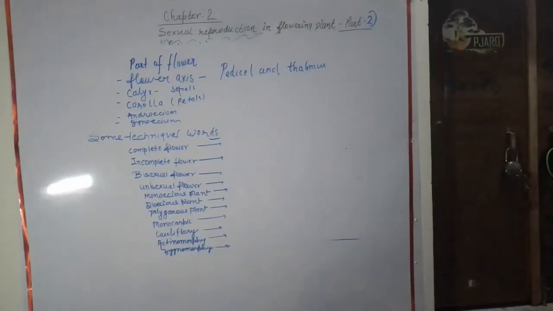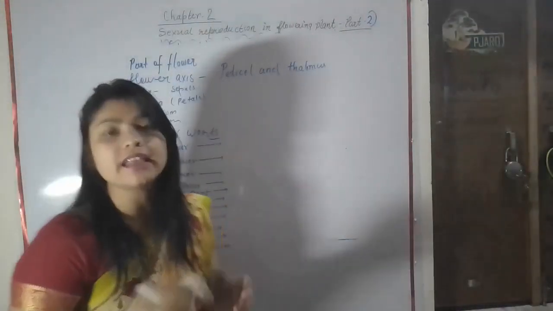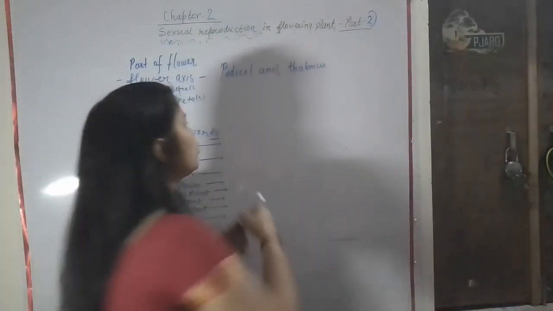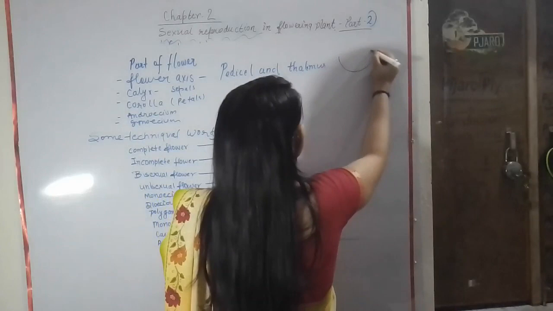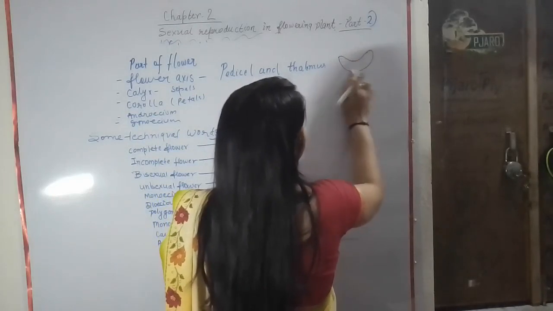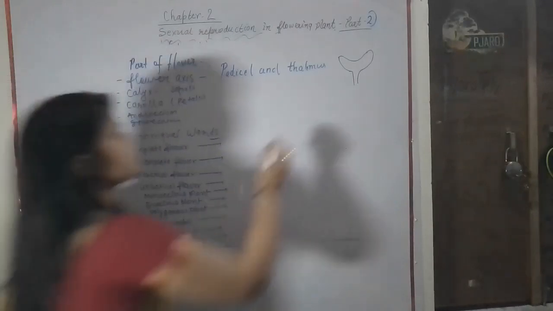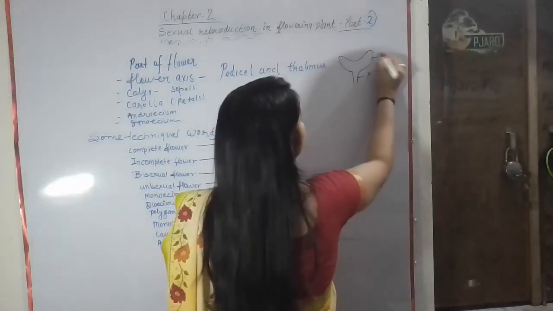So in this part you can see parts of the flower. We have the flower axis, and the name of that flower axis is the pedicel and the thalamus. As you know, that is the part of the thalamus, and the thalamus is joined with the pedicel. Clear? So this is the pedicel part and this is the thalamus part.